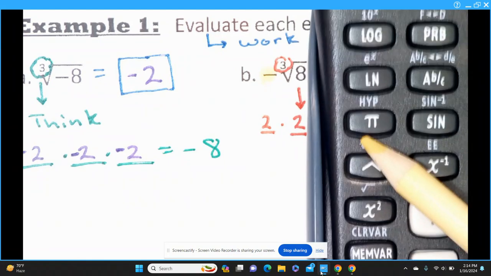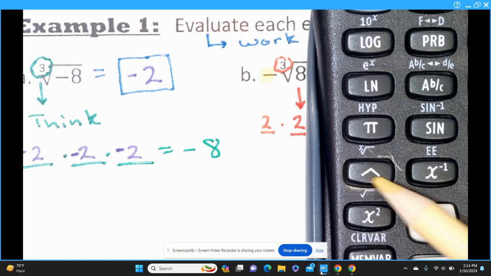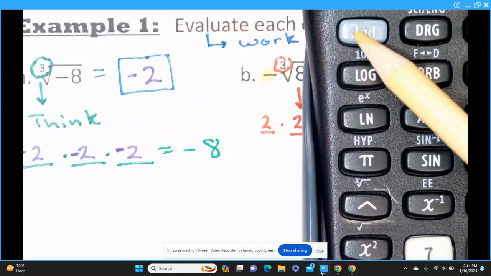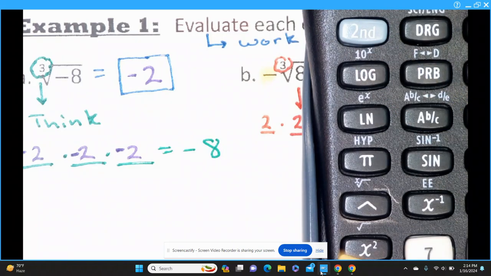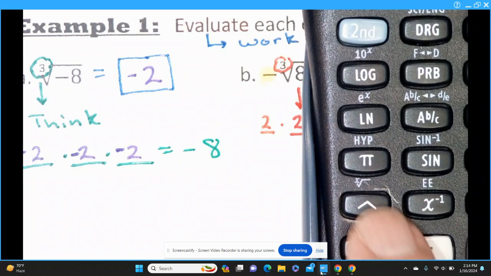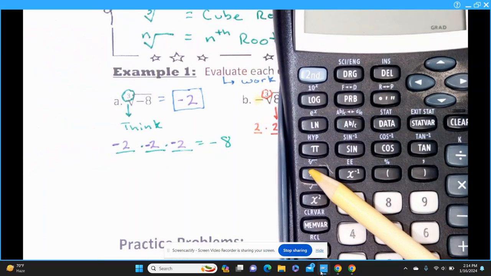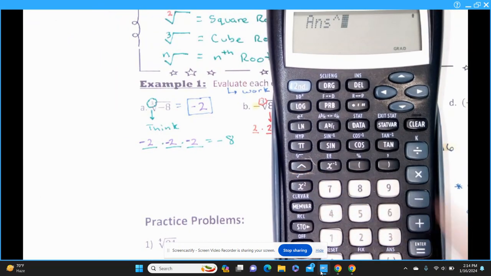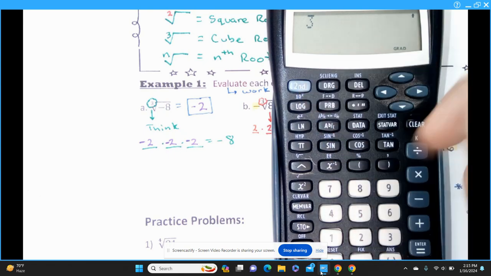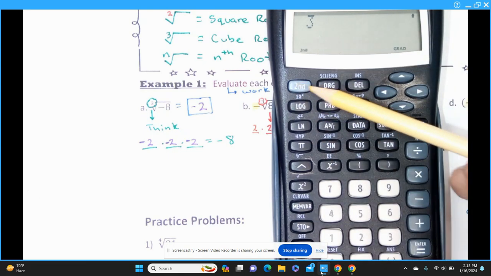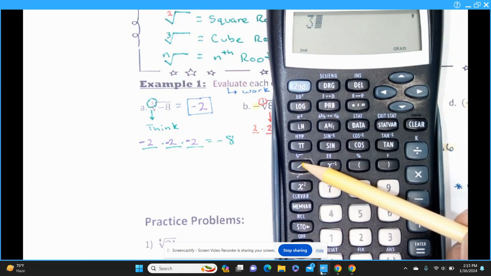Well, you should already know that if I want to use anything written on top of these buttons, you got to press the second button first to access it. So I'm going to continue to use the power button. This one right here. All right, so let me show you how it works. So I want to do the third root of -8. I'm going to type in the 3 first. So I press the 3. I press second. Then I press the power button.